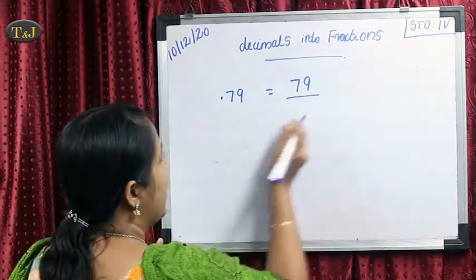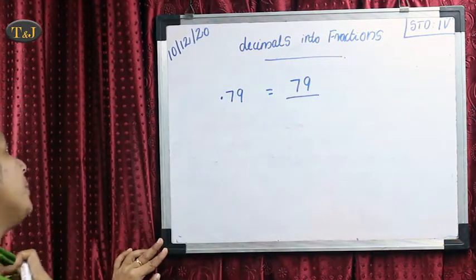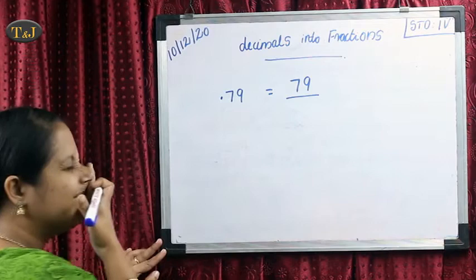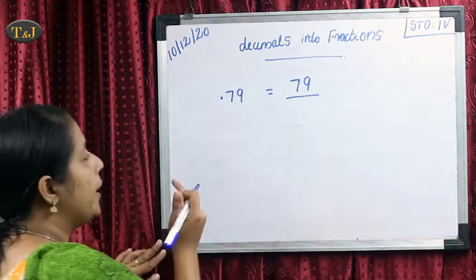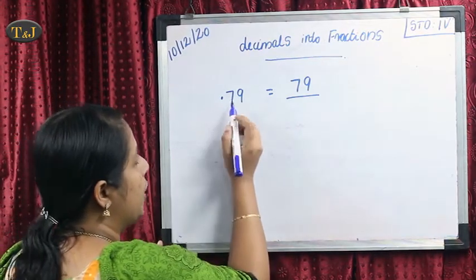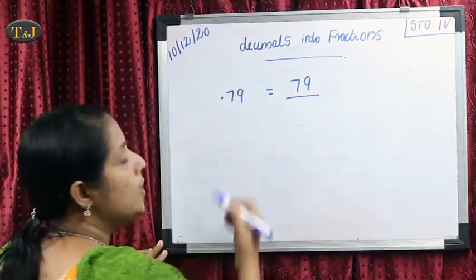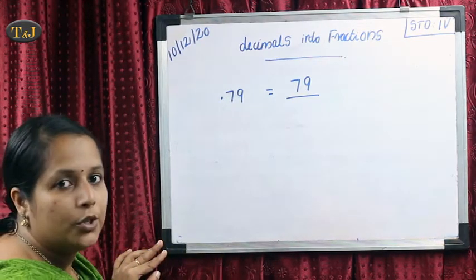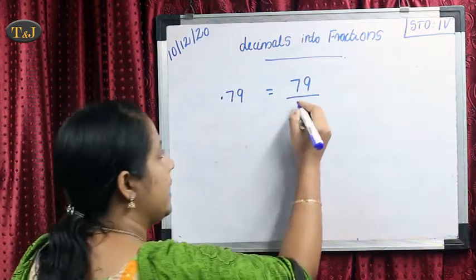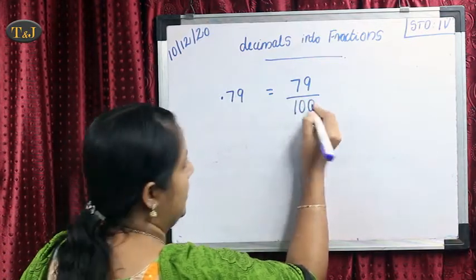Then divided by how many places are changing to put the point here? After the point, how many numbers are there? After the point, the numbers are 1, 2. So how many zeros do we want in our denominator? 2 zeros. So we write the denominator as 100.